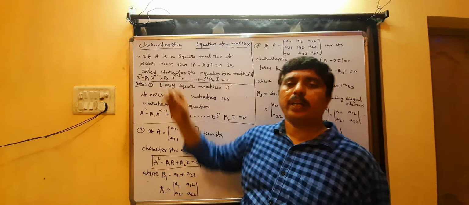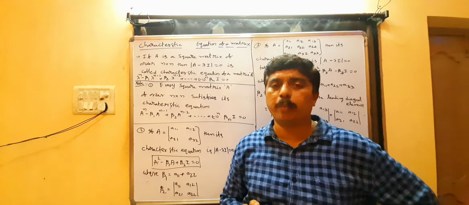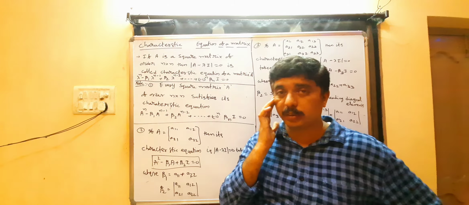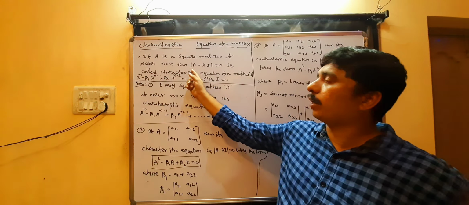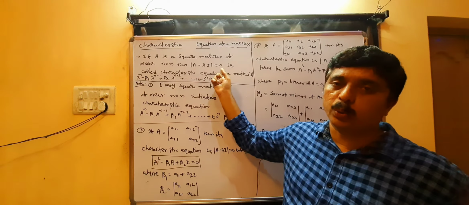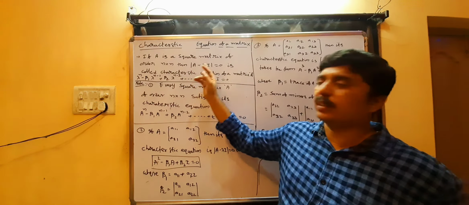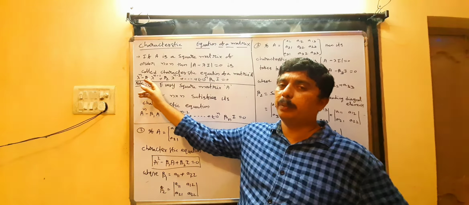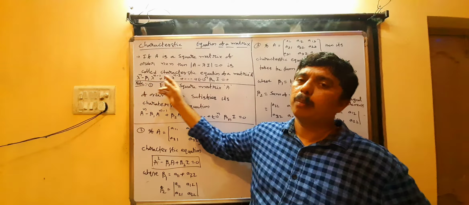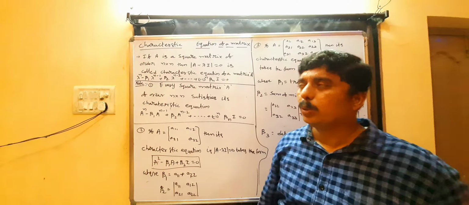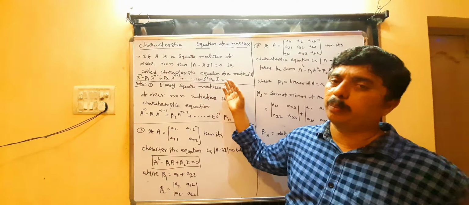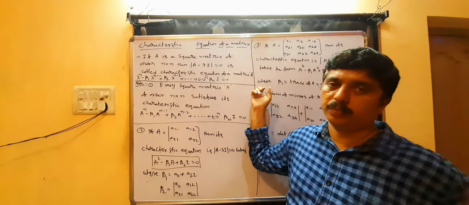Again, repeating: A is a square matrix of order n by n, with n rows and n columns. Then determinant of A minus lambda I equal to 0 is called the characteristic equation. This equation takes the form lambda power n minus beta 1 into lambda power n minus 1 plus beta 2 into lambda power n minus 2 plus and so on, minus 1 whole power n into beta n into I equal to 0.